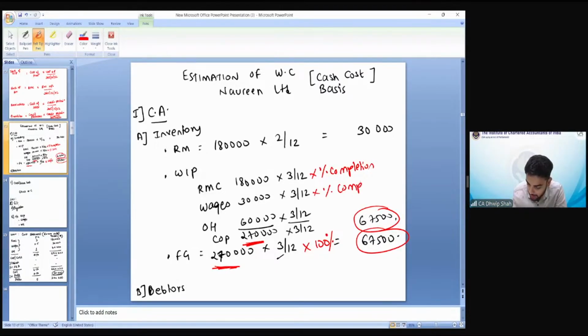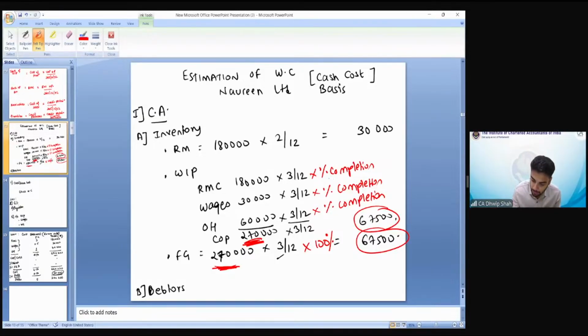WIP को हम किससे मल्टीप्लाई करेंगे? परसेंटेज कंप्लीशन से. So that difference between WIP and FG can be seen. Otherwise, both are valued on the same figure. हमारा COP भी same है, COGS भी same है. So ideally, there is no difference occurring between WIP and FG. But logically, there has to be, because WIP is semi-finished goods. It is not 100% complete. So difference कहाँ पे है? Percentage completion में. Are you following?